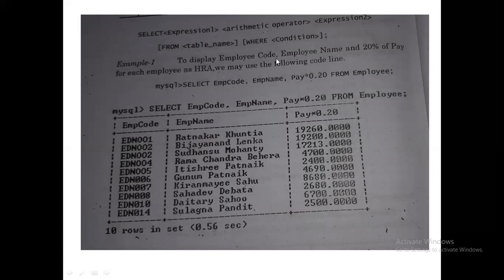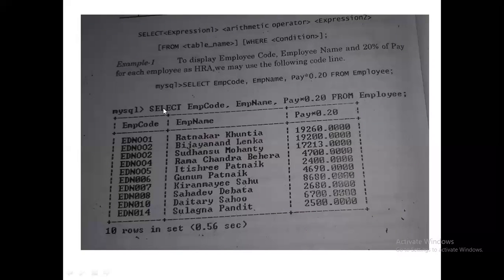So to display employee code, employee name and 20% of pay of each employee as HRA, we may use the following code line. SELECT employee code, employee name, pay * 0.20 FROM employee. So this is the output.